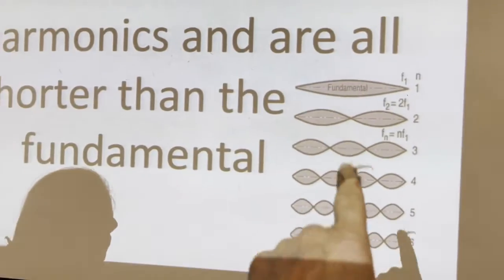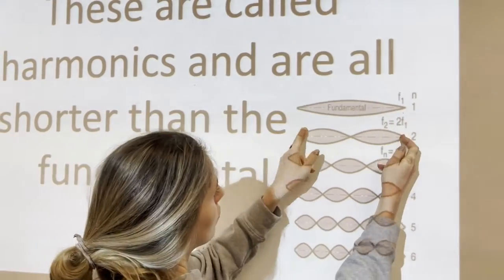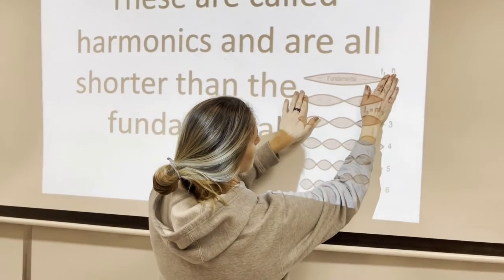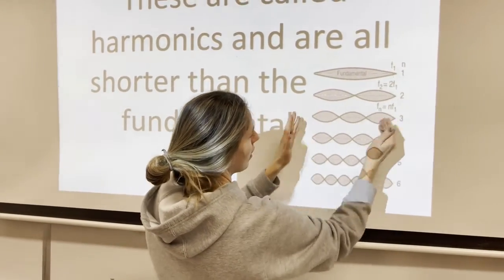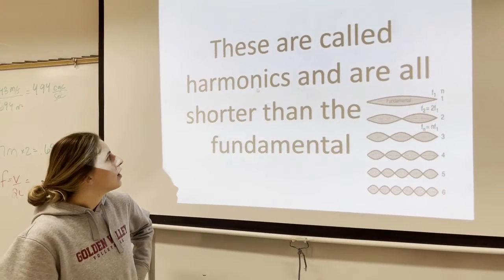For example, all of these have a node at either end. And before, for the closed pipe, it was like that. But now we've got half a wavelength instead of a quarter. Okay. All right.